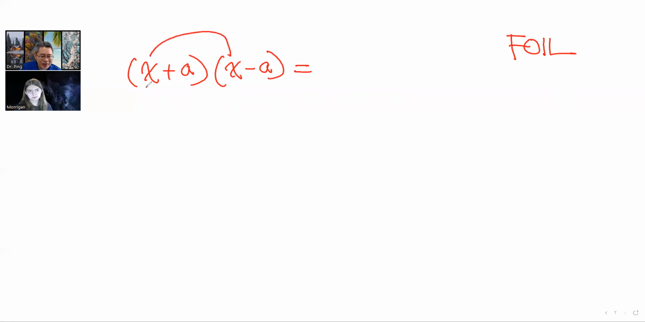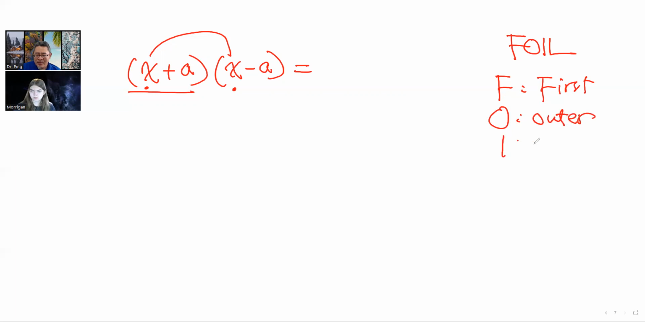Now this is the first term in this parenthesis, and this is also the first term. So that's where the F comes from. F means first, O means outer, I means inner, L means last.